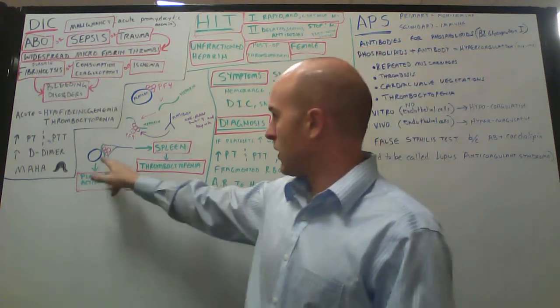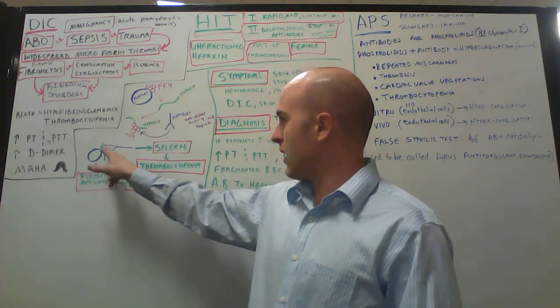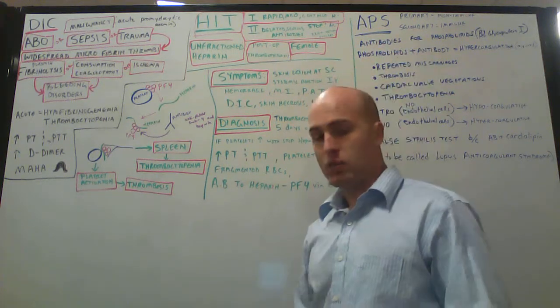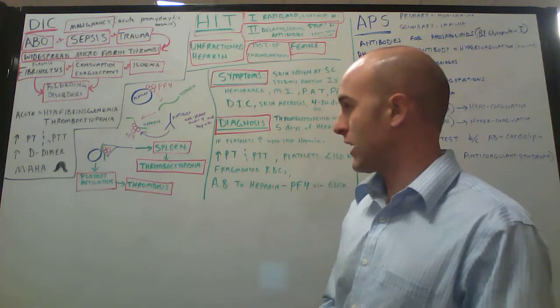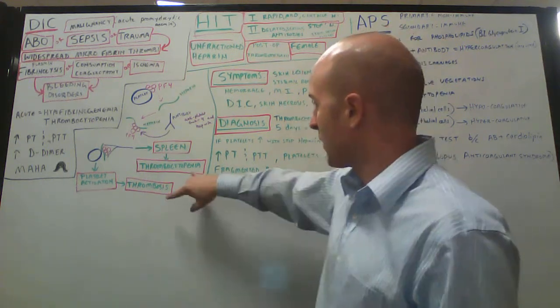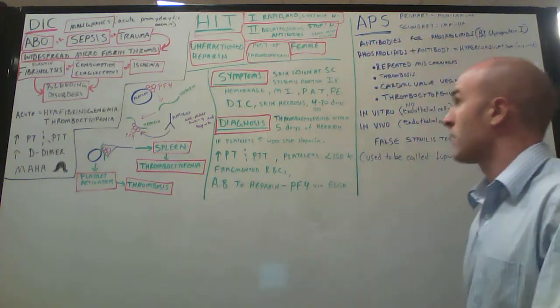And that's going to lead to thrombocytopenia. Also, as this antibody is bound to platelet factor 4 and heparin on the platelet, it could cause platelet activation. And if platelet activation comes from this, then the person could have a thrombosis. They could get a big thrombus, okay? Those are two bad things that could happen: thrombocytopenia or thrombosis.